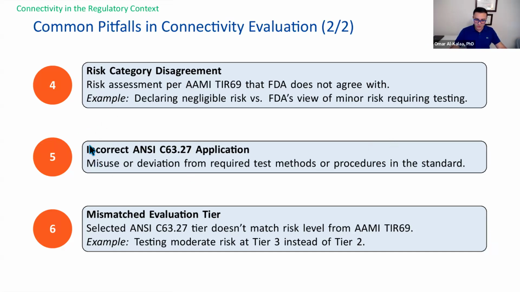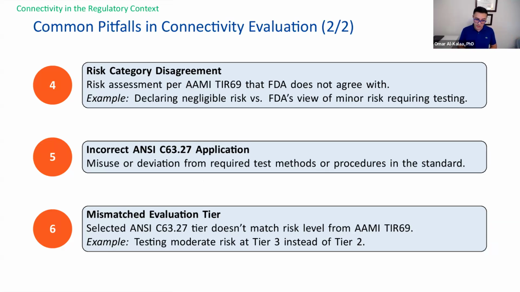Moving on, because there is a one-to-one matching between the risk assessment document and the testing document, issues 5 and 6 often come up. Issue 5 is the incorrect application of ANSI C63.27. The standard talks about evaluating the transmitter and the receiver of your device. If you just apply it to one of them, then you're inviting questions like what happens to the other part of your device. Your device is connecting to something. Where is that something? So this is very common.